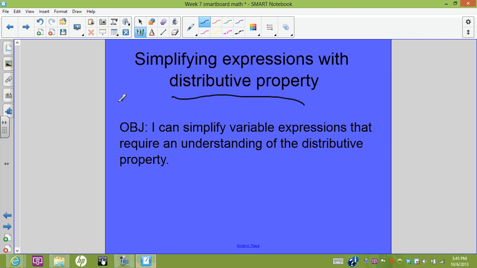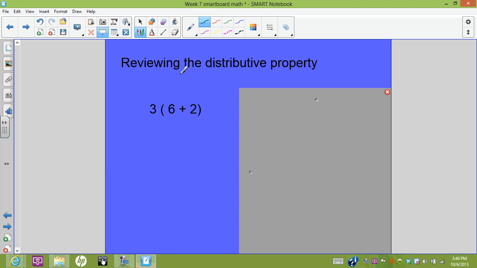Well, here we are in algebra, and we're going to look at why using the distributive property can be so helpful in simplifying an expression. So on the next page in your notebook, our objective for the day is I can simplify variable expressions that require an understanding of the distributive property. The heading is Simplifying Expressions with the Distributive Property. Make sure you put the date and the page number and all that good stuff so that your notebook is nice and organized. So let's go ahead and review what the distributive property looks like.